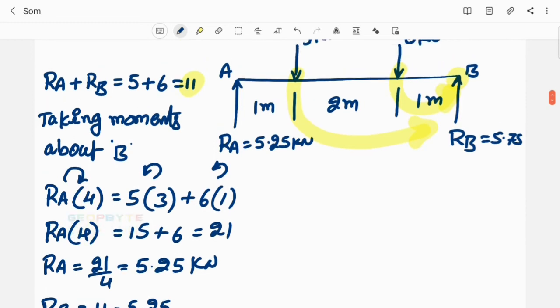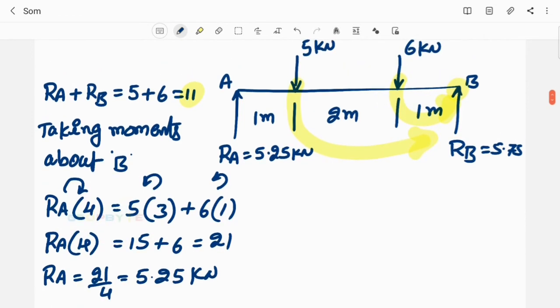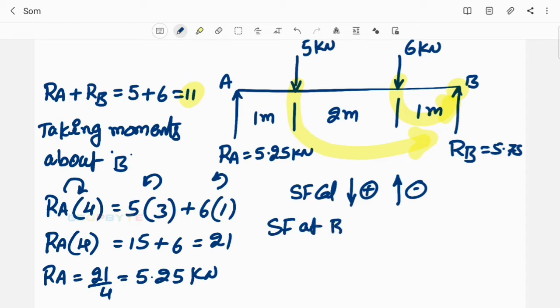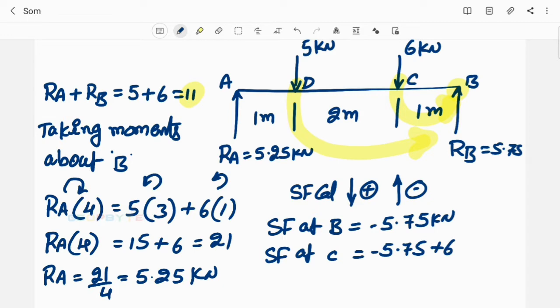Now let us find the shear force values. Shear force calculations. Take the downward force as positive, upward force as negative. Then shear force at B. At B, the value is RB, minus 5.75, because it is an upward force. Then shear force at, let this be C, this be D. Shear force at C equal to minus 5.75 plus 6 is equal to 0.25 kilonewtons.